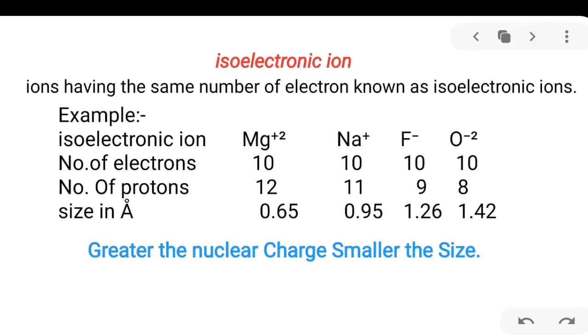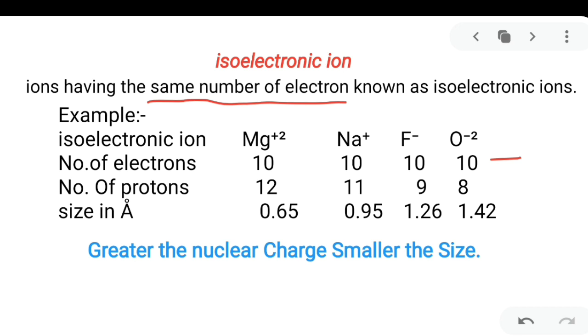Now, let us have a discussion on isoelectronic ions. What is isoelectronic ion? When the ions consist of same number of electrons, they are known as isoelectronic ions. For example, magnesium ion, sodium ion, fluoride ion, and your oxide ion. You can see everywhere the number of electrons remains 10. And if you see the number of protons that vary, in case of the magnesium ion it is 12, in case of the sodium ion it is 11, in case of the fluoride ion it is 9, and in case of the oxide ion it is 8.